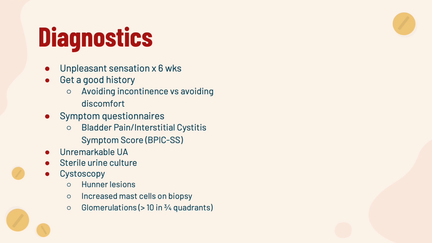Glomerulations can be found in 45% of the population, but if greater than 10 glomerulations are found in 3/4 of the quadrants of the bladder, it increases the likelihood of the IC diagnosis. On biopsy, which is very rarely performed, people with IC can have increased mast cells in their bladder.